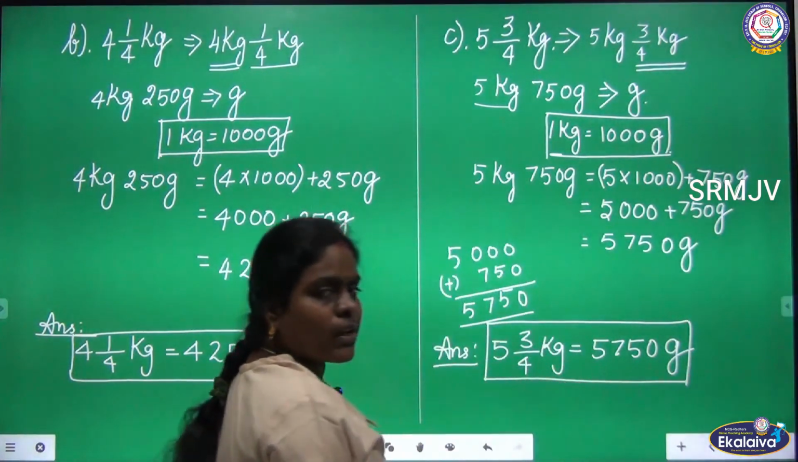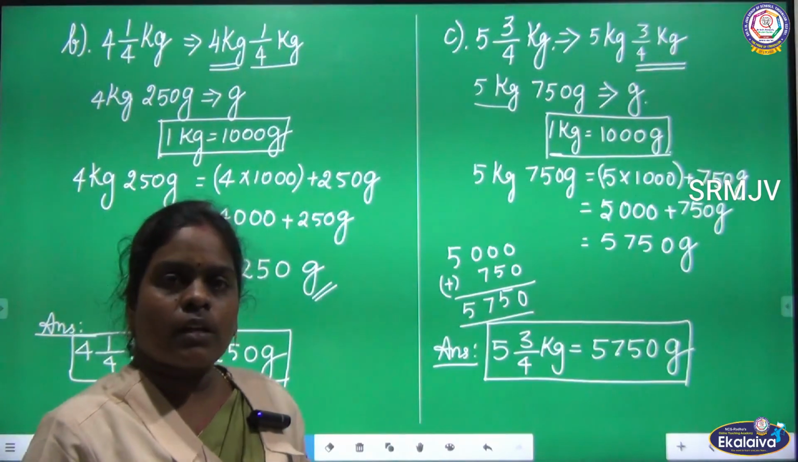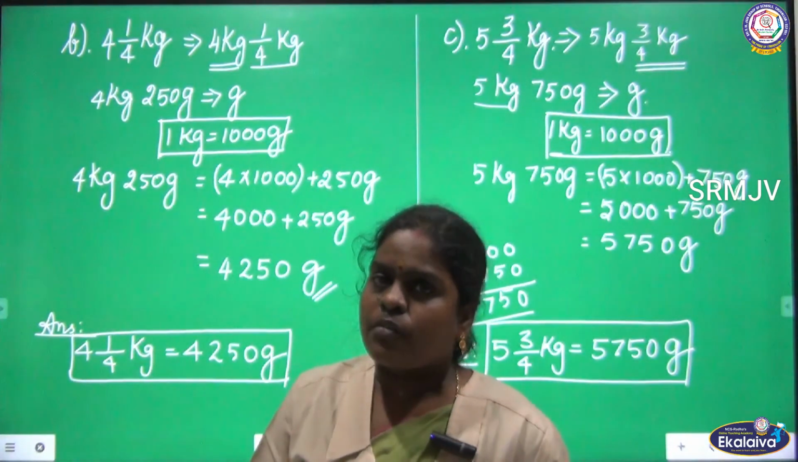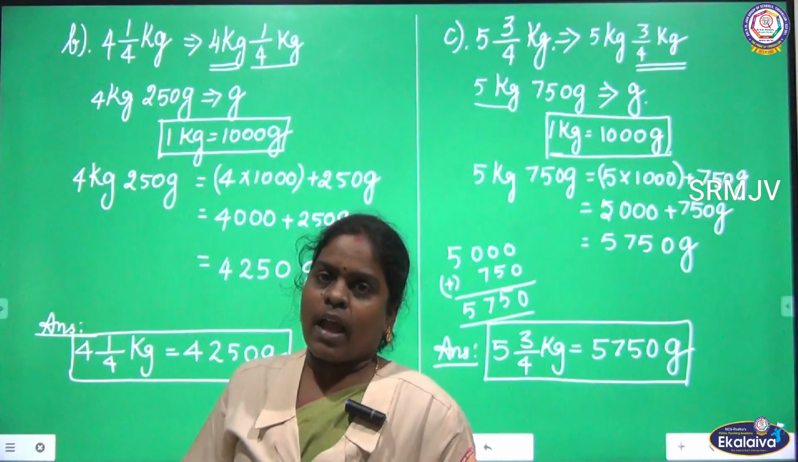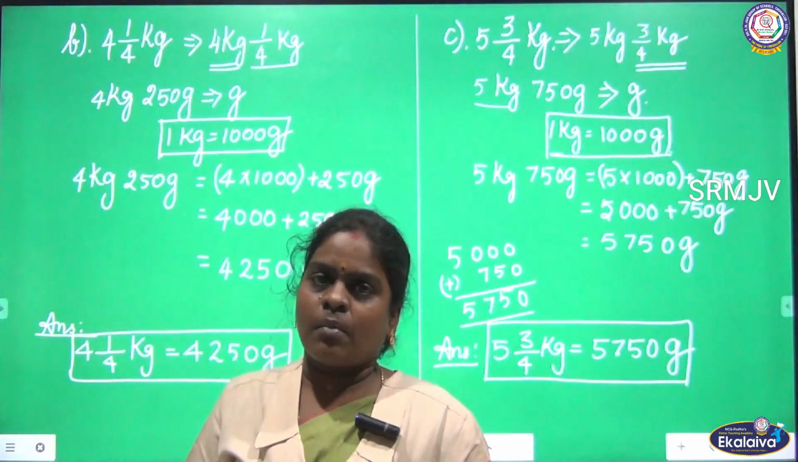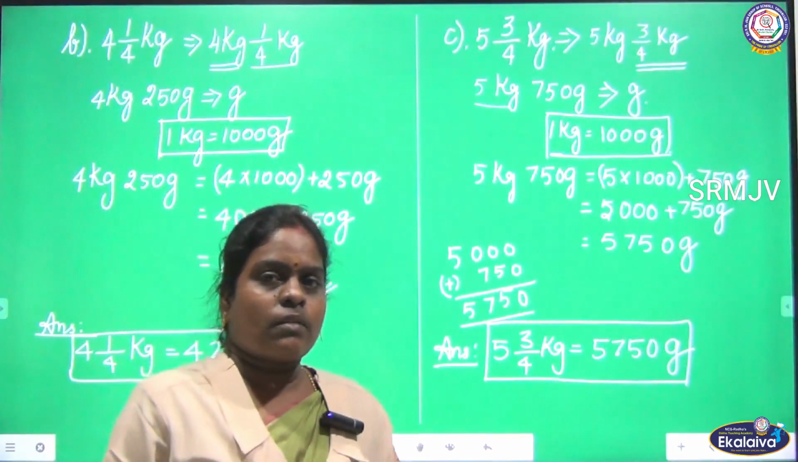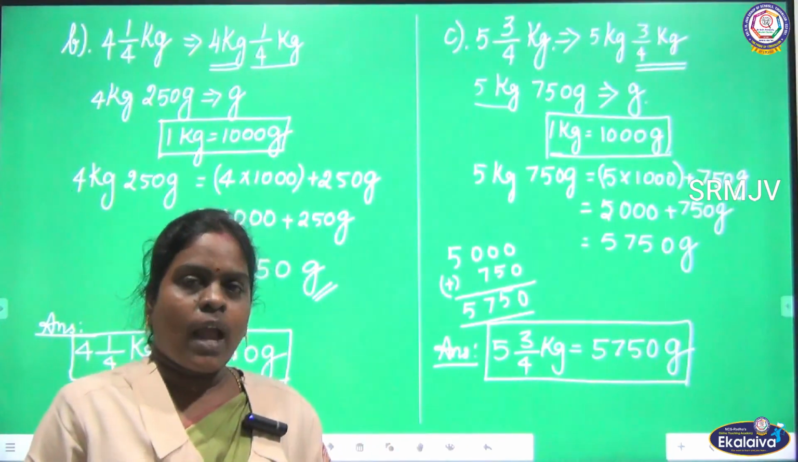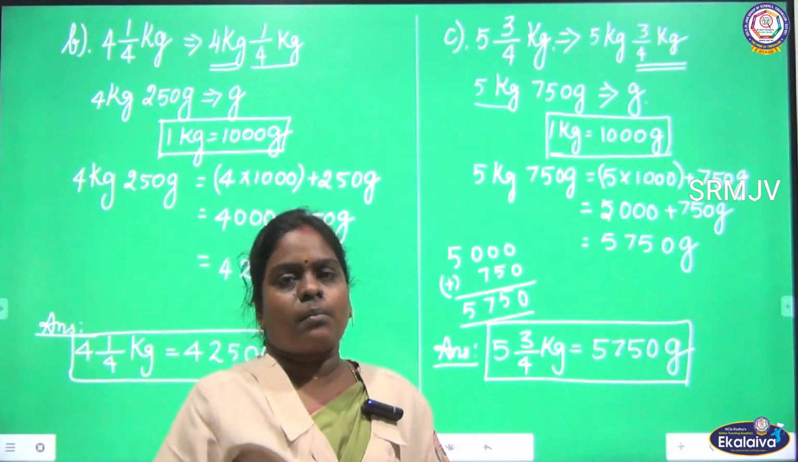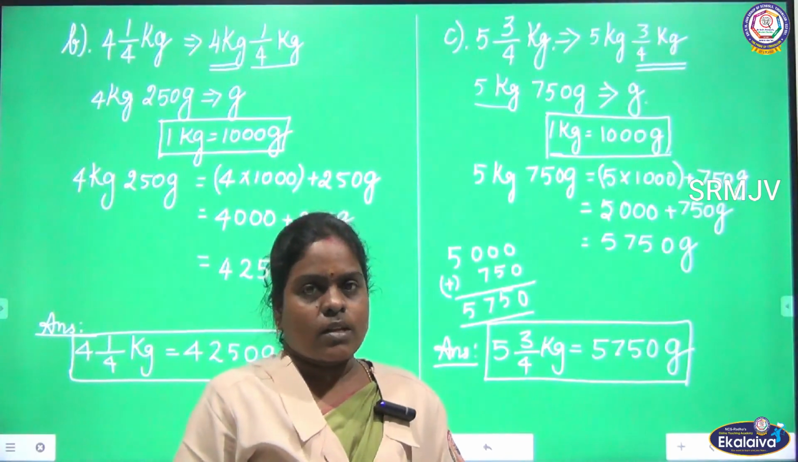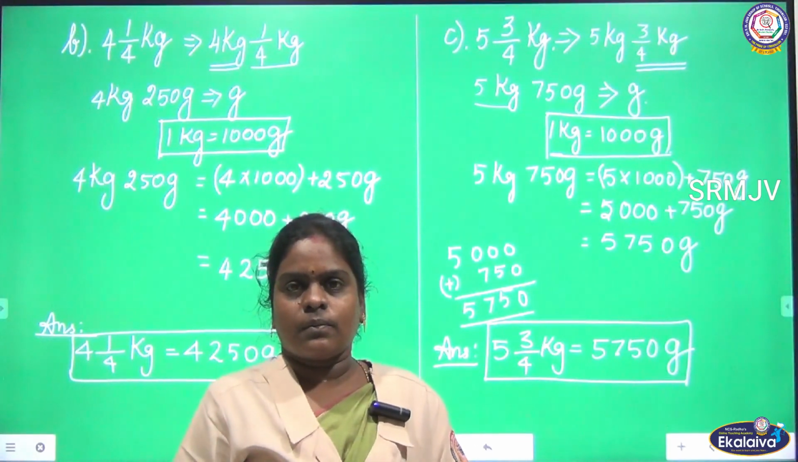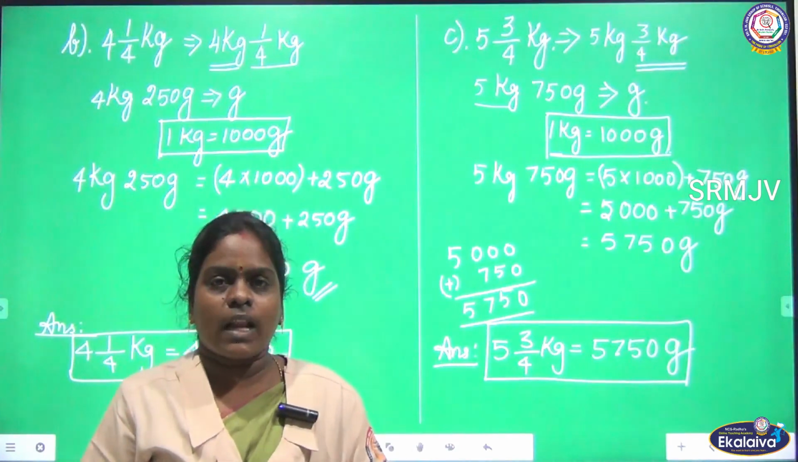Yes, so in today's class we have learnt about the conversion of kilogram into gram and gram into kilogram, and we have used the formulas. 1 kilogram equal 1000 gram and 1 gram equal 1 by 1000 kilogram. Is the concept clear, children? We'll see you in the next class.